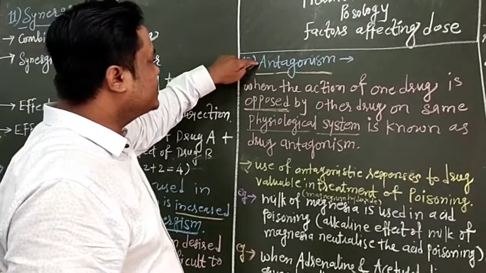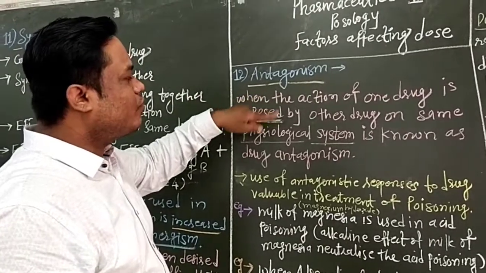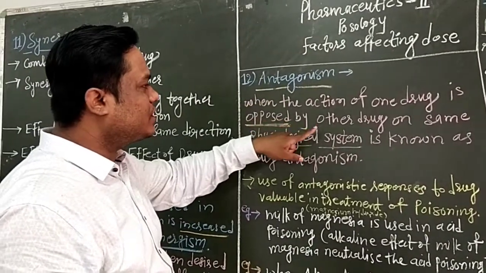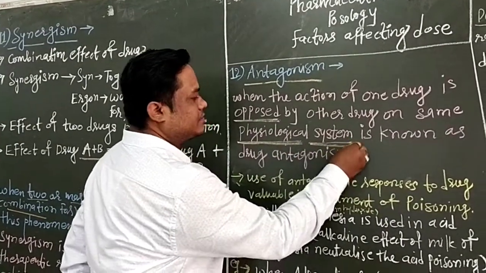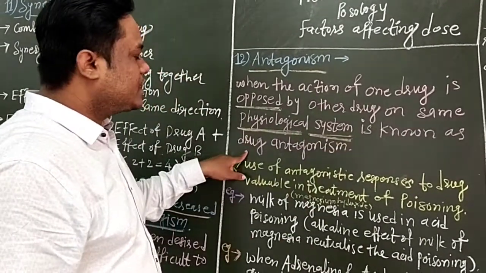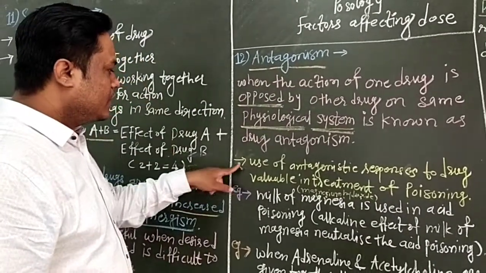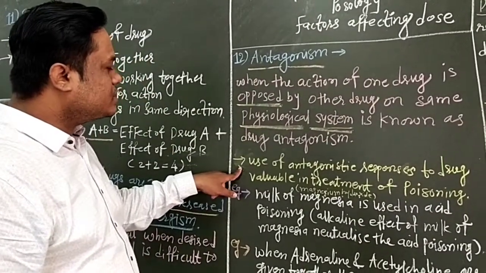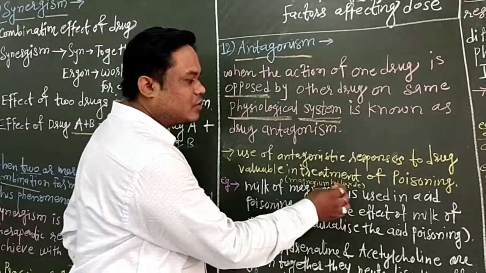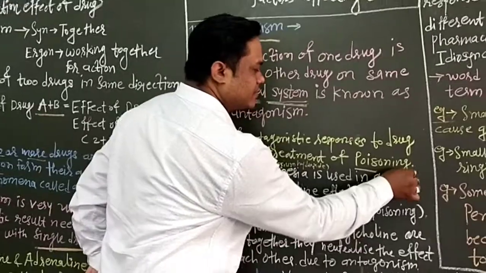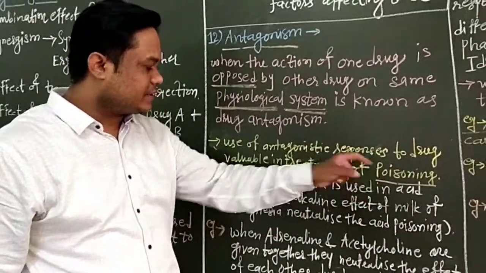Means antagonistic, anta means against, means when the action of one drug is opposed by the action of another drug on the same physiological system, it is known as drug antagonism. Then what is the use of antagonistic drugs? The use of antagonistic responses to drugs is valuable in the treatment of poisoning, which is very important.